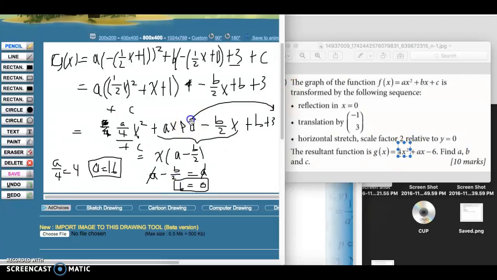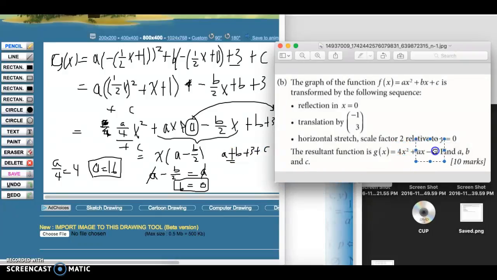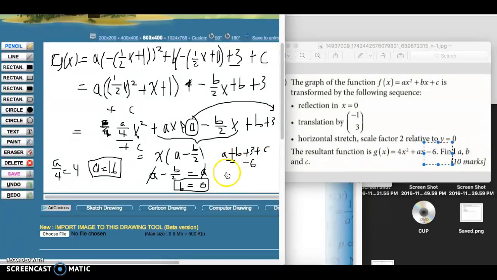And lastly, we have the a from here. We brought it to the end, so it's a plus b plus 3 plus c. So a plus b plus 3 plus c equals, what do we have here? The constant term here is just going to be negative 6. We subtract 3 on both sides. And let's put in the values here. We have 16 is a, b is 0, so that's just 16 plus c equals negative 9. We can subtract 16 on both sides, so c equals negative 25. And that's our values for a, b, and c.